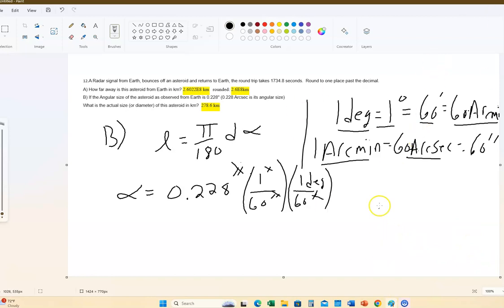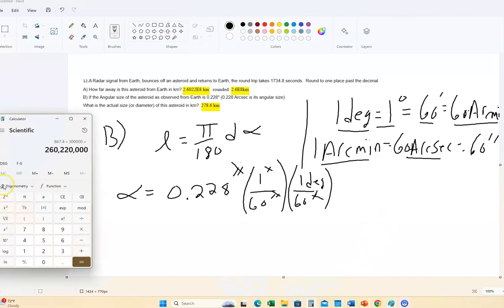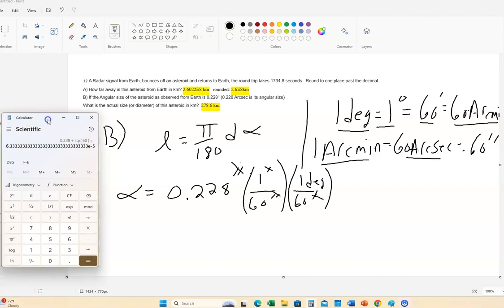All right, let's get our calculator. Here's our calculator. I can just type that back in. It's going to be 0.228, and then you divide by 60, and you're dividing by 60 again, because it's divided by 60, divided by 60. Or you could just say divided by 60 squared. And so this is an extremely small number.